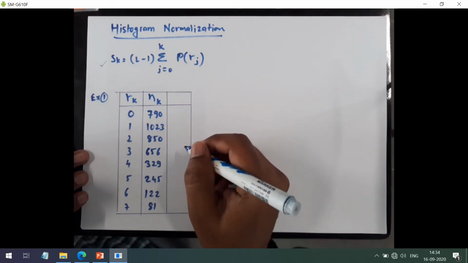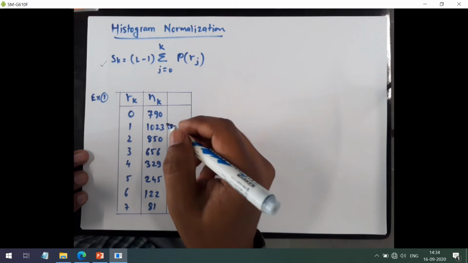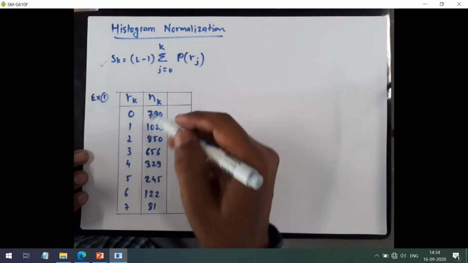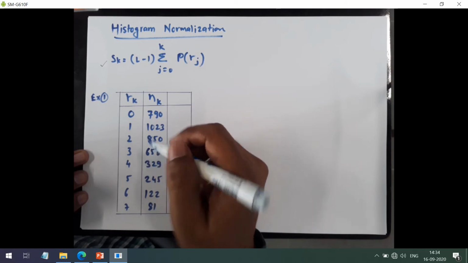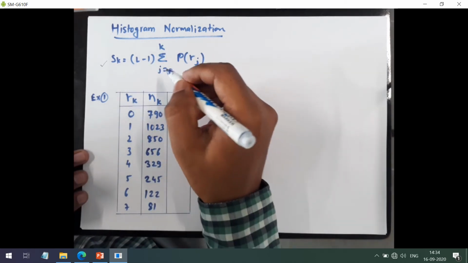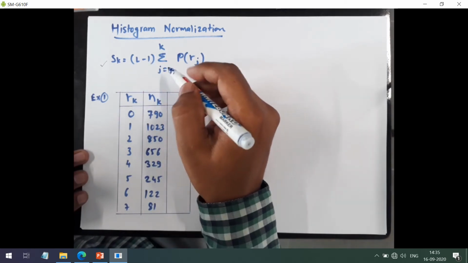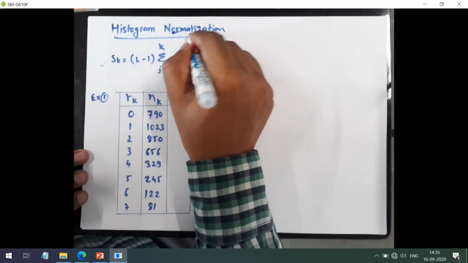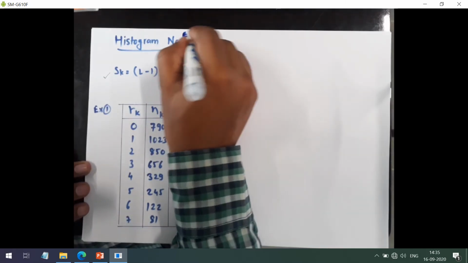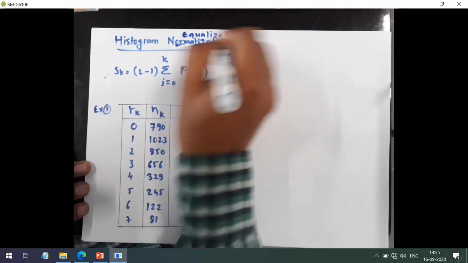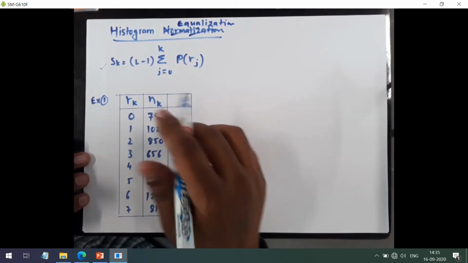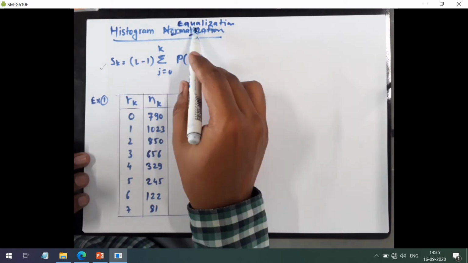This is the given problem. We are given the number of intensity levels and the number of pixels for each intensity level, and this is the transformation function of histogram equalization. So this is the transformation function for histogram equalization.